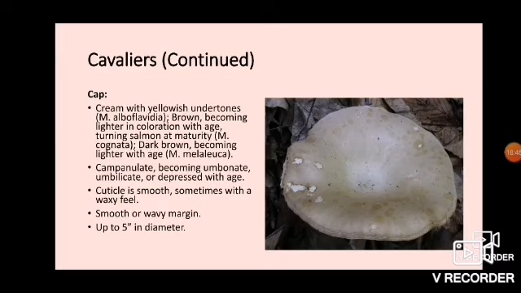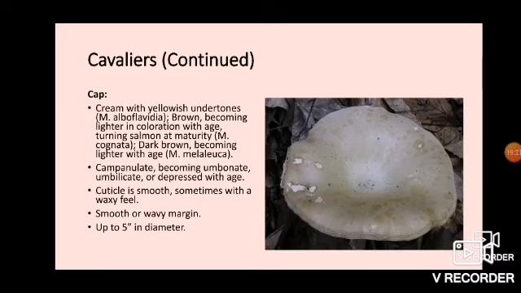So this mushroom is not often picked. We likely have more species than that, but the features of these 3 species should cover any other species that also occur. So cream with yellowish undertones is what you should expect in Melanoleuca alboflavida. Brown becoming lighter in coloration with age, tan and salmon at maturity is what you would expect in Melanoleuca cognata. And then dark brown becoming lighter with age in Melanoleuca melaleuca.